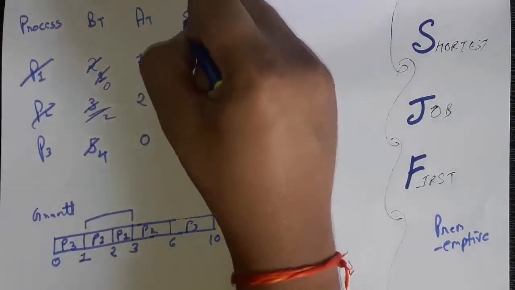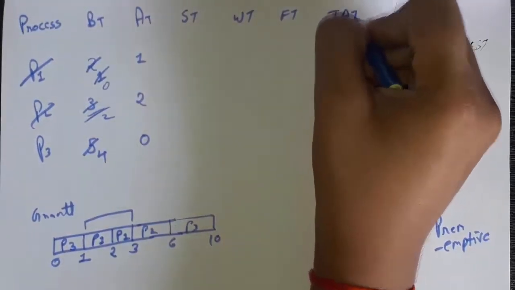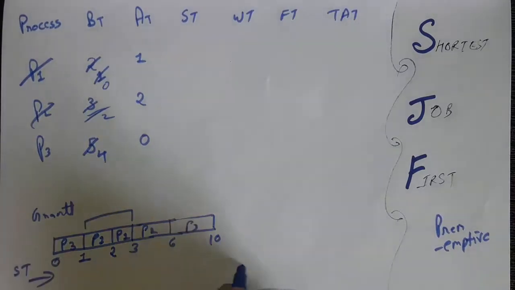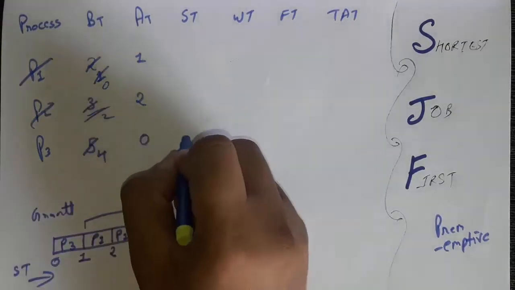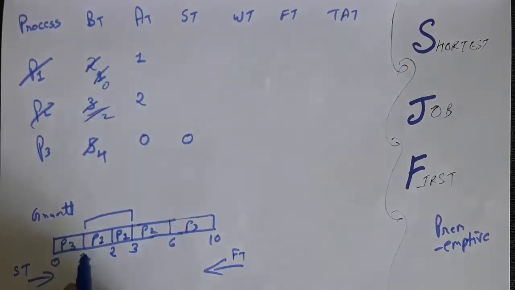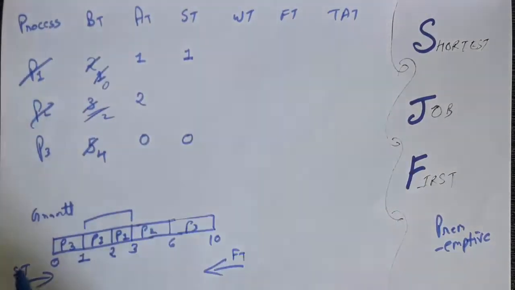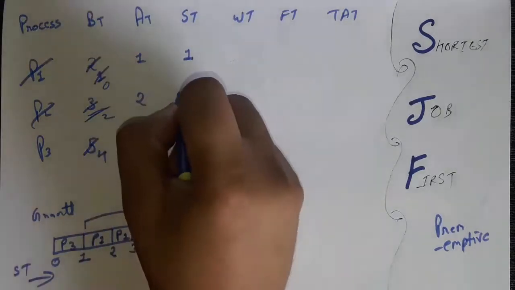Now we have to write the start time, waiting time, finish time, and turnaround time. So always for the start time look from the left side, and for the finish time always look from the right side. So start time of P3 you can see is 0, so write 0 in front of P3, and then for P1 the start time is 1, and now P3, P1, and then P2, so the start time of P2 is 3.